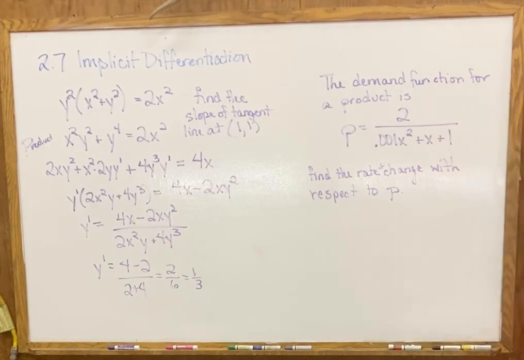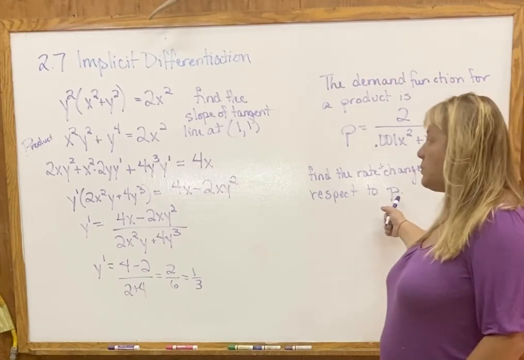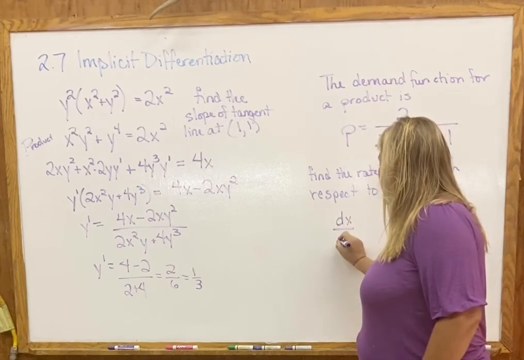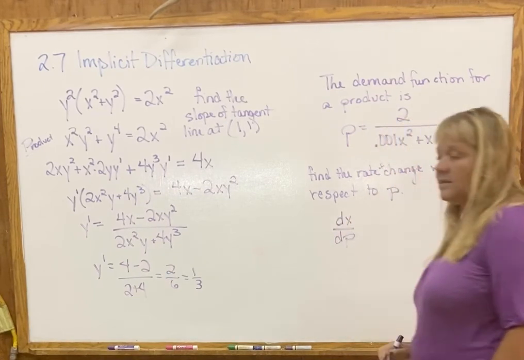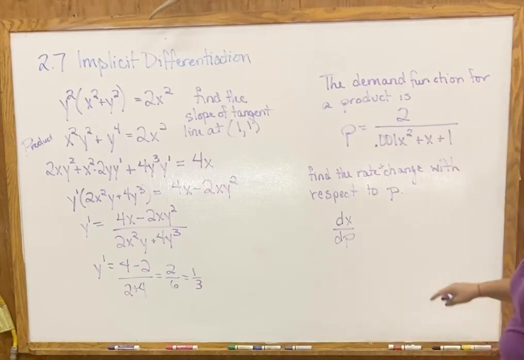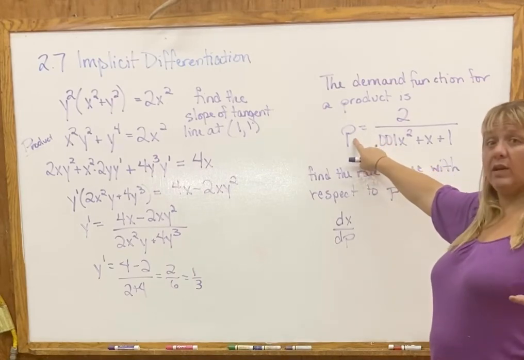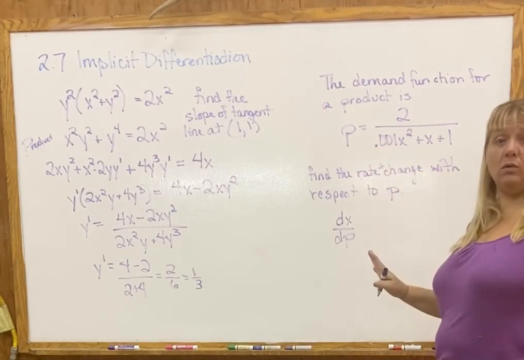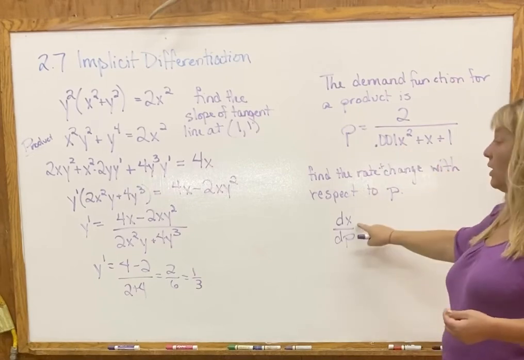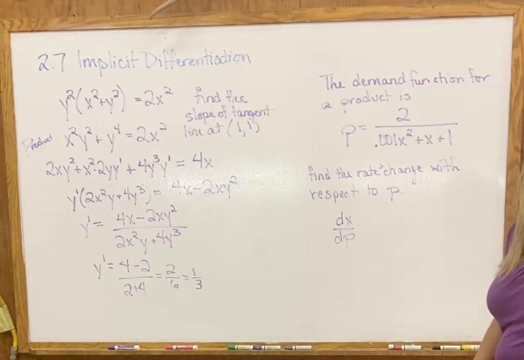Okay, so the demand function for a product is given there, and we want to find the rate of change with respect to P. So not with respect to X, but with respect to P, which means what we're looking at here is dx/dp. That's what we're interested in. And here's the thing. That means anytime that we take the derivative of something that has a p in it, we're good to go. But anytime we take the derivative of something that has an x in it, we're going to immediately follow it by dx/dp.